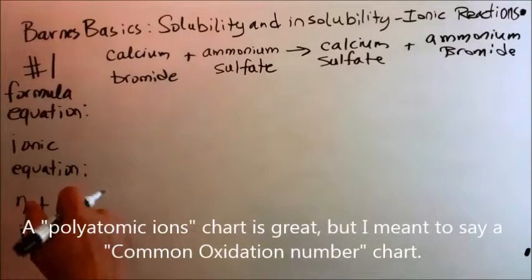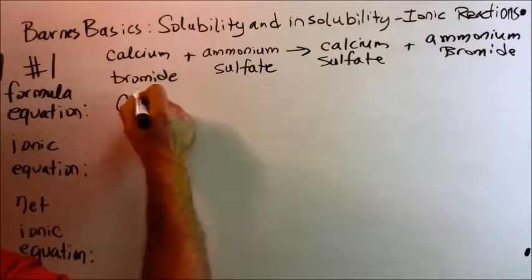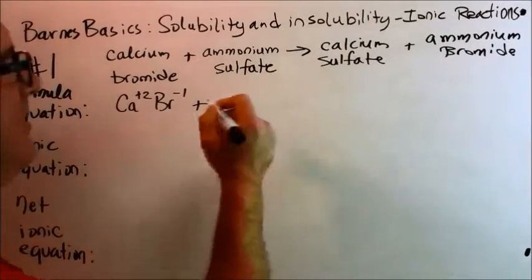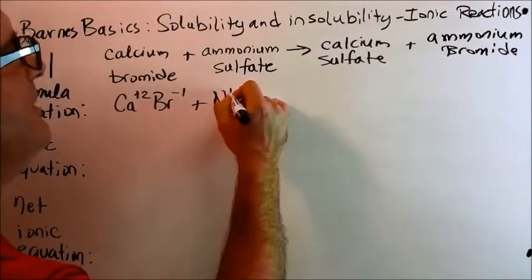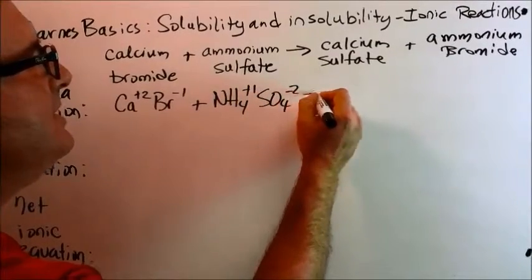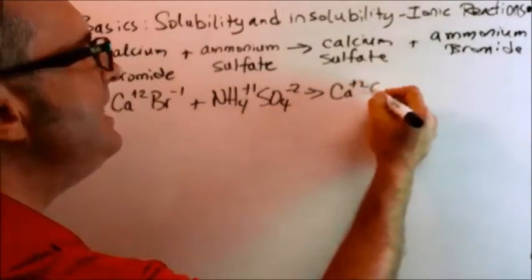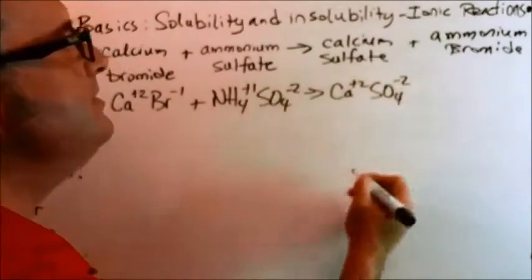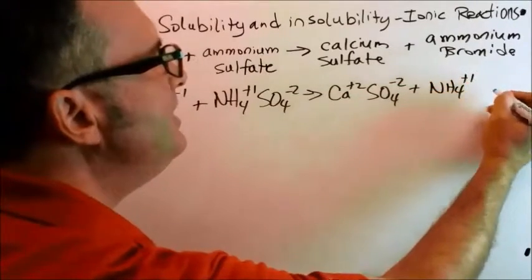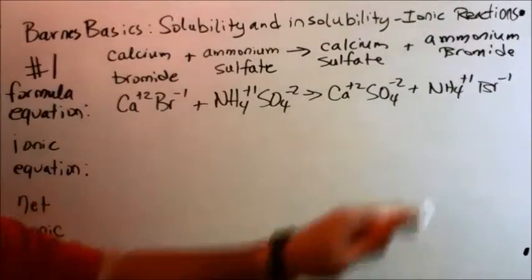When I look at the formula of calcium bromide, I would find out that calcium is +2 and bromine is -1. I know from a common oxidation number chart that ammonium is NH4 +1 and sulfate is SO4 -2. These two mixed together yield calcium +2 and sulfate -2 added to ammonium NH4 +1 and Br -1. Those are the reactants and those are the products.